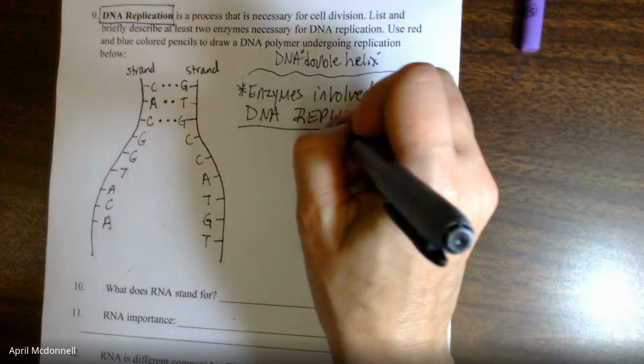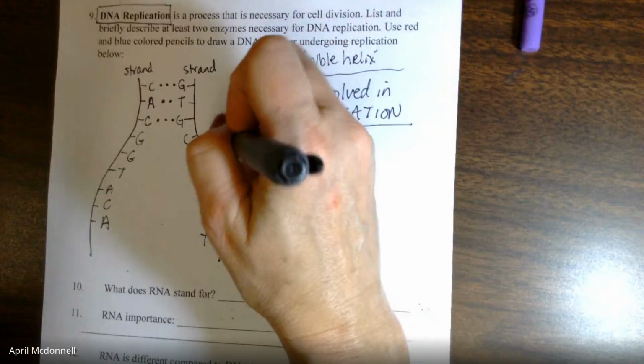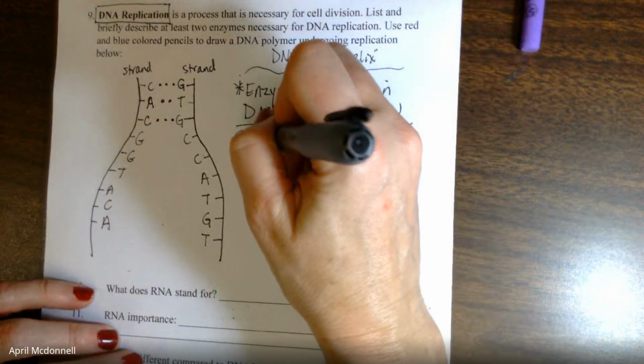There are many enzymes involved in DNA replication. We are only going to list two. Please make sure to refer to the online textbook in order to determine various other enzymes that are involved in DNA replication. The first enzyme that we're going to talk about is DNA helicase.